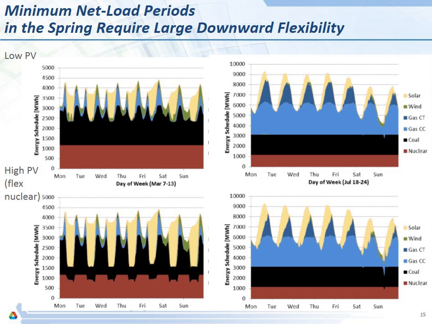In the middle of the day, we also found that the nuclear plants would be dispatched down in this high PV with flexible nuclear case. So that wasn't needed much in the summer, but in the spring we did see that start to happen. And so the main point here is just to reiterate that if you don't have alternative buyers of power in these spring months, then flexibility in the downward direction is going to be particularly challenging to manage.